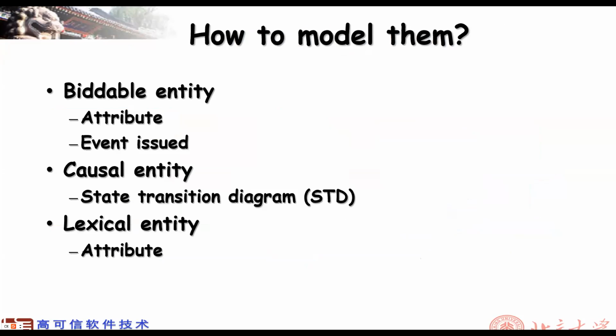After this classification, we need to know how to model them according to their characteristics. For the biddable entity, because you couldn't control it, it's just people, first we can have some attributes. We can also capture the commands it can issue, so we get these commands, usually event issues. For the causal entity, we can use a state transition diagram to describe it, as we described in the first lecture. I hope you still remember the state transition diagram. For the third, the lexical entity, you can say it has attributes.